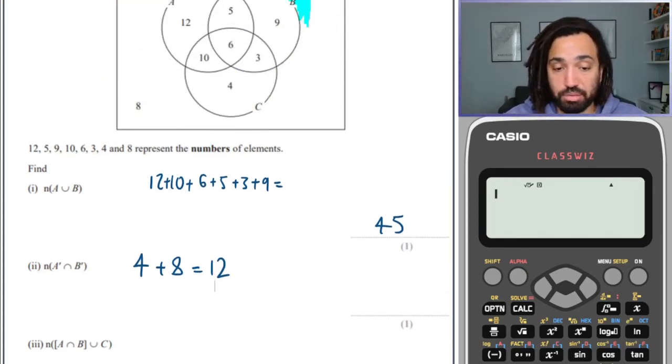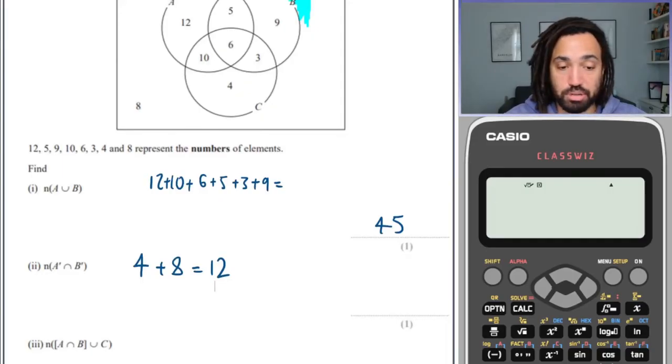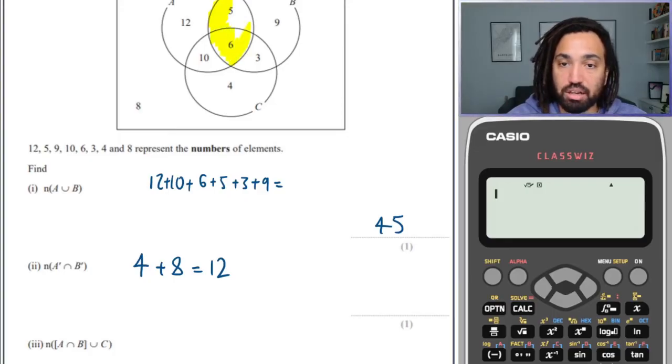Okay. Well, again, we can do some shading here, which is going to help. So, A intersection B. Now, A intersection B is relatively straightforward. It's just the middle of A and B. So I can shade that set in. That's A intersection B. And then union with C. So I can shade in C as well.